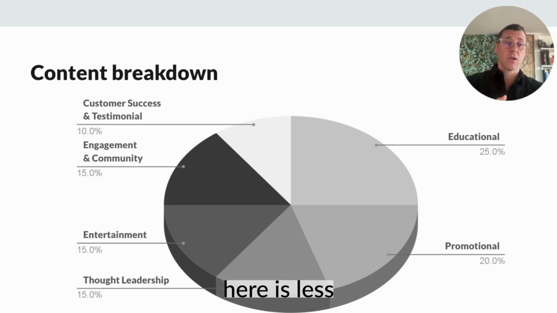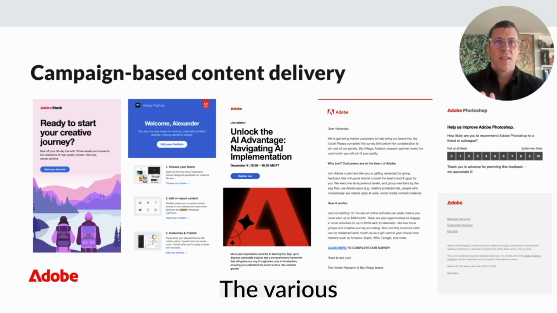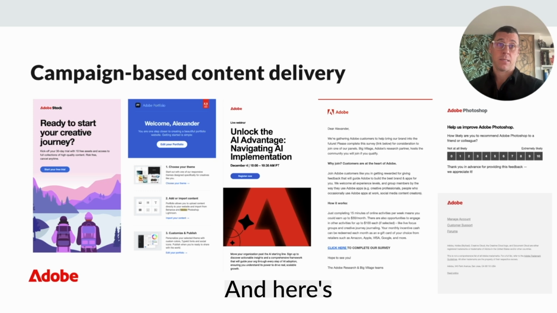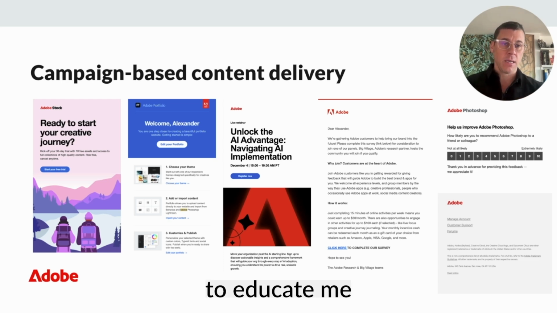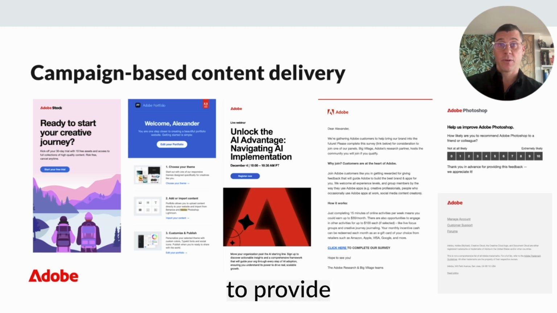The takeaway here is less about the veracity of the percentages than the various content buckets, but it's always fun to look at the percentages as well. The various types of content get packaged up and shipped out via campaigns. And here's an example of some of the specific assets that Adobe delivers via its campaigns. I'm an Adobe customer, and these campaigns reflect Adobe's varied efforts to educate me on how to better use its products, to entice me to try some of its other products, and for me as a customer to provide feedback.